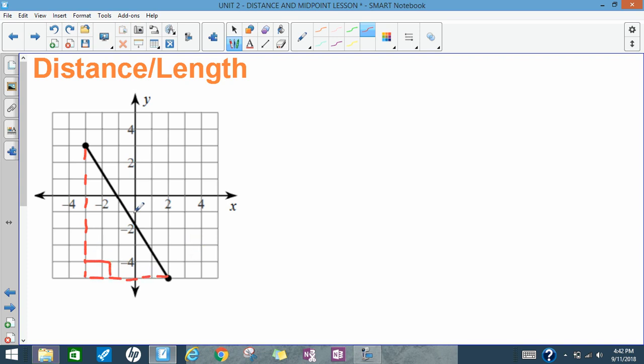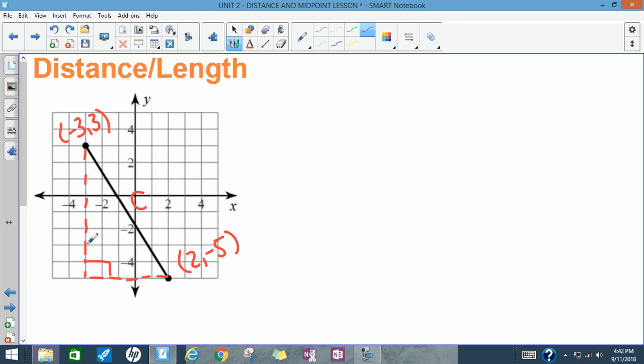And so I'm going to create a right triangle. There it is. And so here I have, sort of like on the last screen, a right triangle where I'm looking for the hypotenuse. So I'm going to call that C. And so I want to find out how long that is. And so I'm going to find out the coordinates of each of my points. That's -3, 3, and 2, -5.